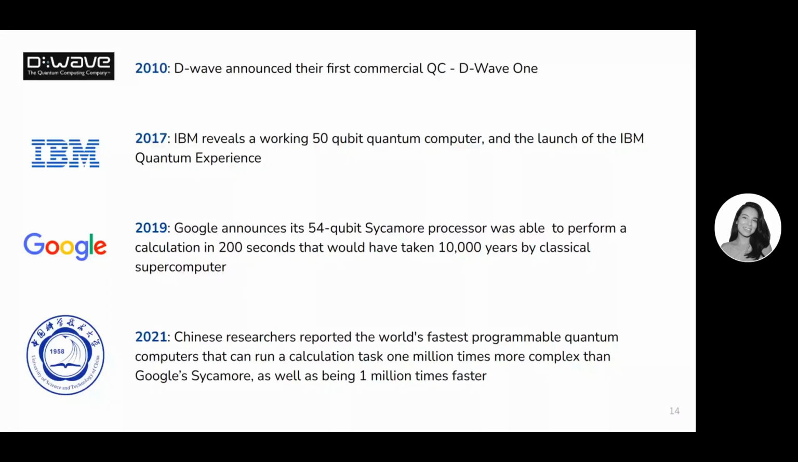Two years later, maybe you have heard of this, Google announced its 54-qubit machine, which is called Sycamore. This processor was able to perform a calculation in 200 seconds that would have taken 10,000 years for a classical computer to solve the same problem. So this is a very famous paper in quantum computing.